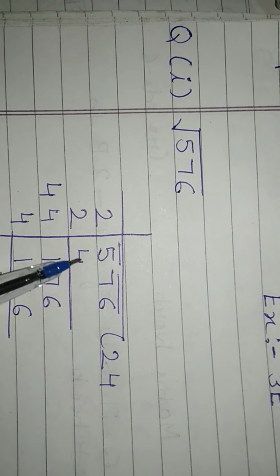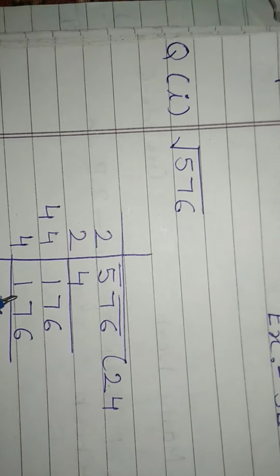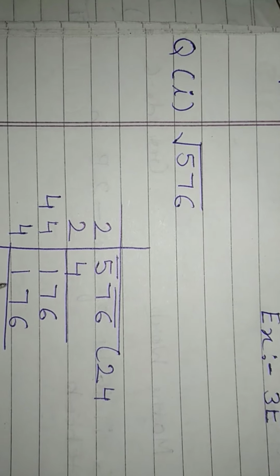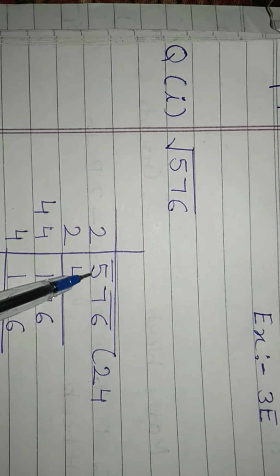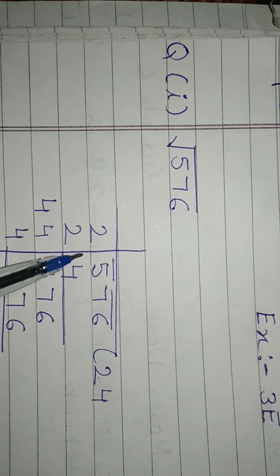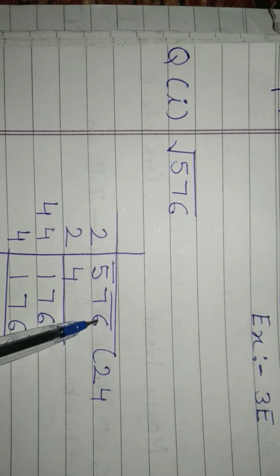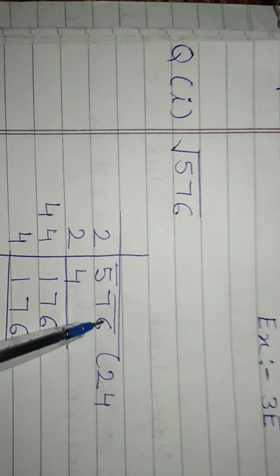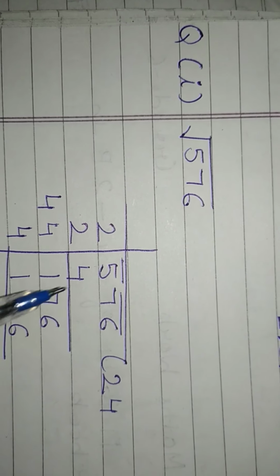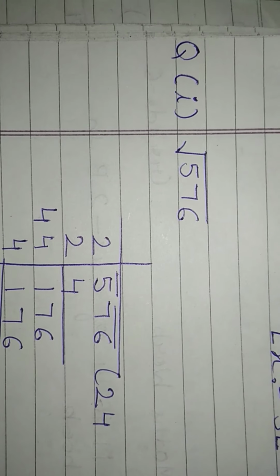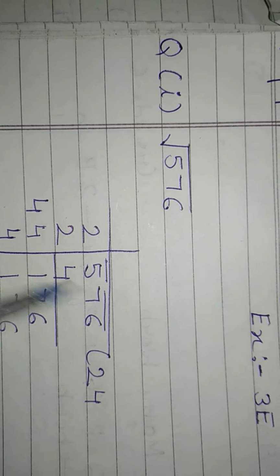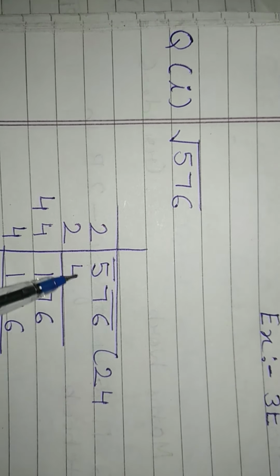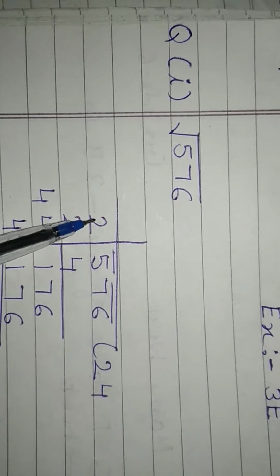After that we will take the largest number whose square is equal to or just less than the first period. These are periods. This is the first period and these two digits make the second period. So think of the largest number whose square is equal to or just less than the first period. Take this number as the divisor and also as the quotient.